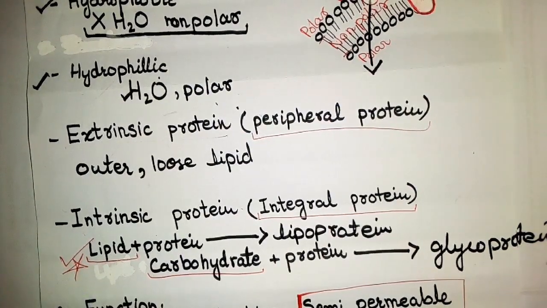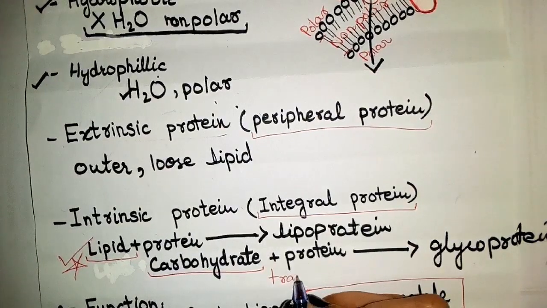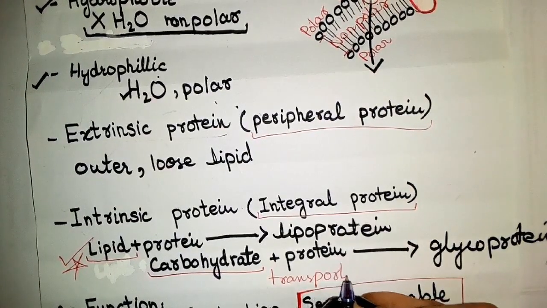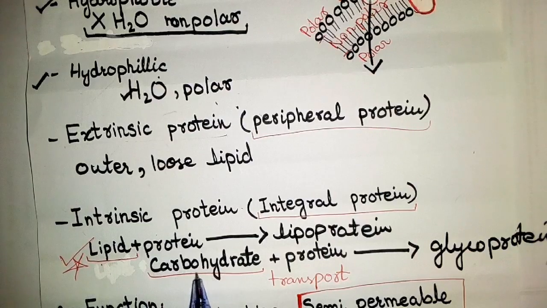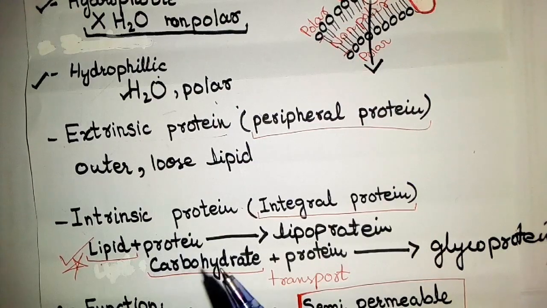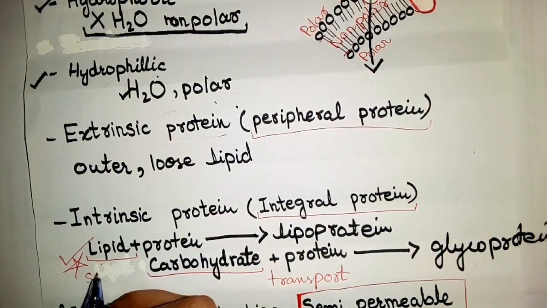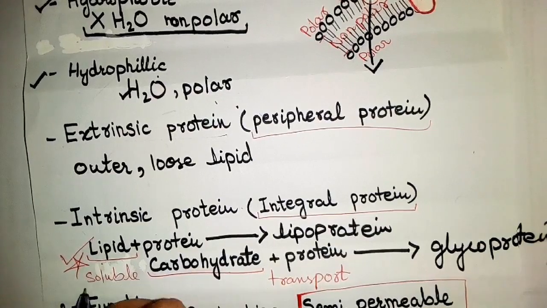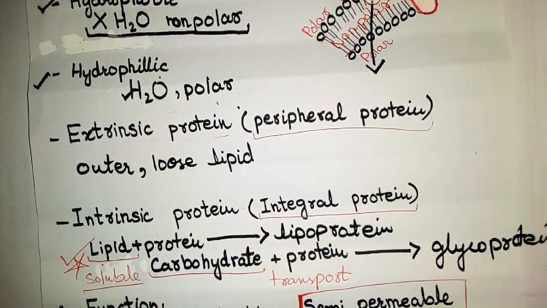Coming to its function, it is very much important. Why? Because it allows the transport, because it is made up of lipids and somewhat carbohydrates as a component there. Lipids easily dissolve the substance. Soluble substances can easily pass out.